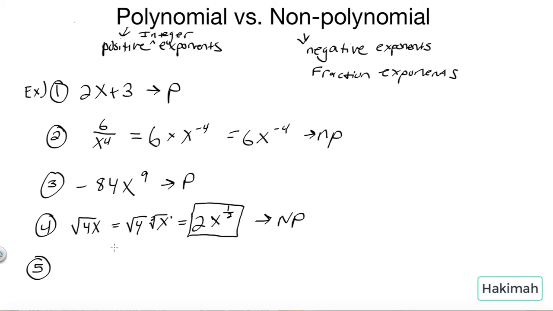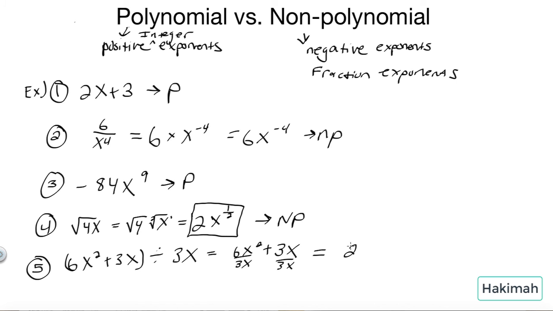Example number 5. This is a good one. Let's say we have 6x squared plus 3x, divided by 3x. Let's get a little complicated. We're going to simplify this. So I have 6x squared plus 3x, and it's all divided by 3x. 6 divided by 3 is 2. x squared divided by x: remember, keep the base, subtract the exponents, so that gives you just x. Plus 3x divided by 3x is 1.